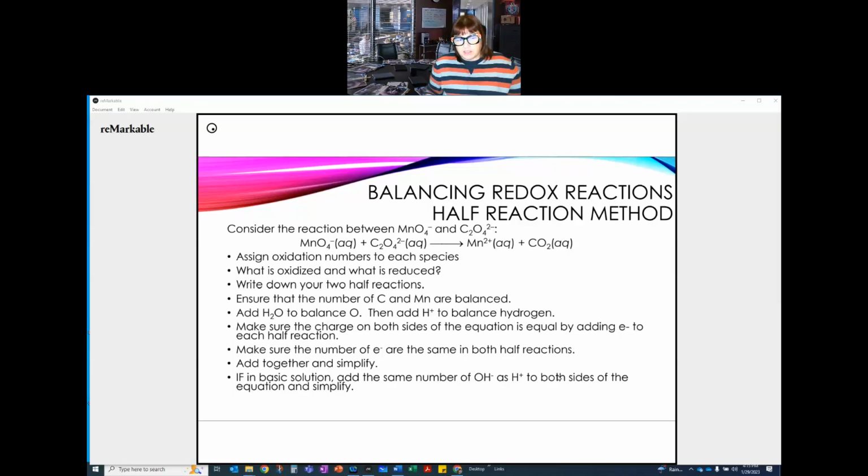We're going to assign oxidation numbers to each species. What's oxidized, what's reduced. We're going to split our two half reactions, and then make sure that the carbon and manganese are balanced. H2O is used to balance the O. H plus to balance the hydrogen. Make sure the charge on both sides is the same. Then we multiply, yada yada yada. That sounds great. And it's still mud.